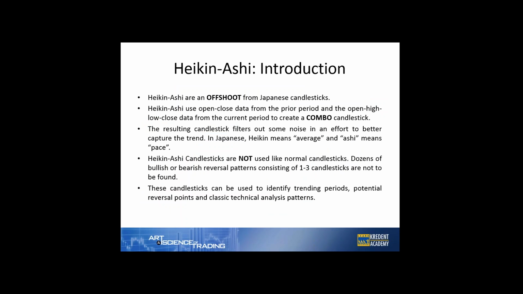Heikin-Ashi is essentially an offshoot of the Japanese candlesticks. It's just the way that it is calculated. What it does is take the open and close data from the prior period and the OHLC, that is the open, high, low, close data of the current period, to graphically represent.